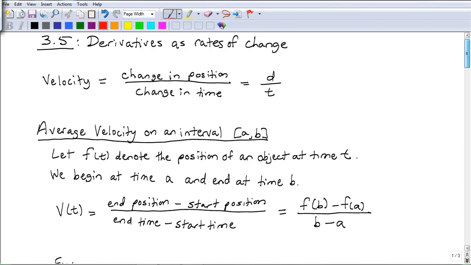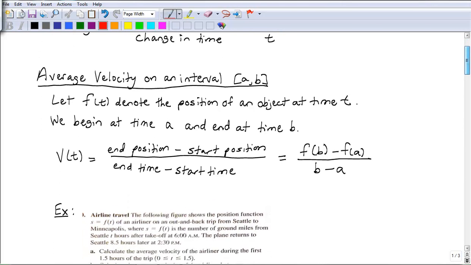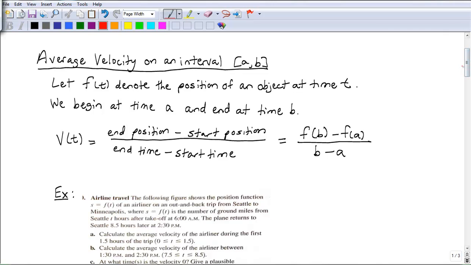But the average velocity is really the slope, where to find your y values you've got to plug into the position. For example, on the interval [a, b], so that's a time interval, from the time t equals a to t equals b, start and stop. To find the average velocity, you take the position that you end at minus the position that you start at, that's the distance you travel, and the time you ended minus the time you started, that's the amount of time you traveled, distance over time, which is really a slope.